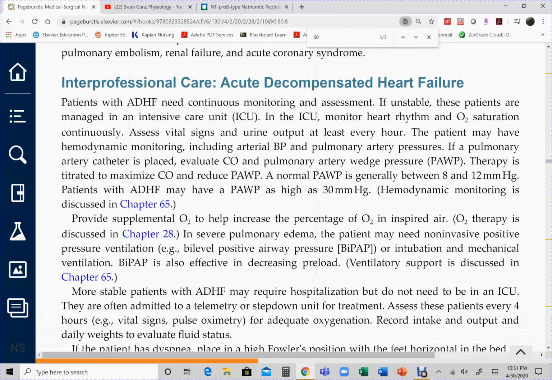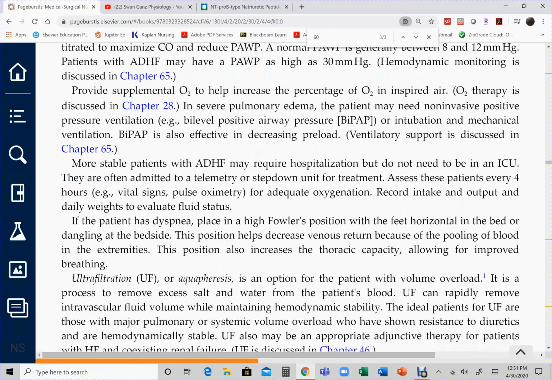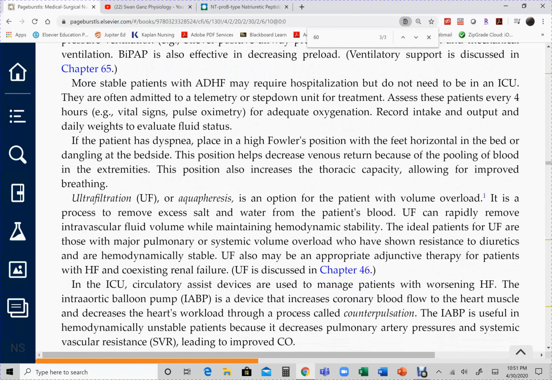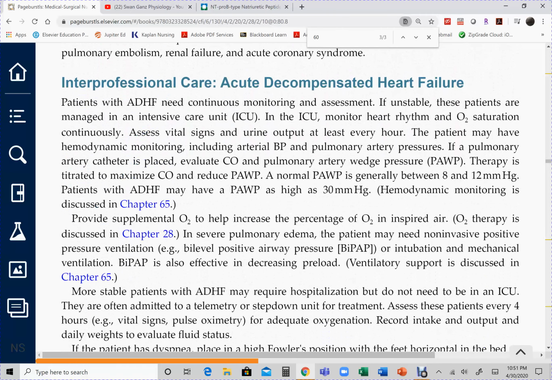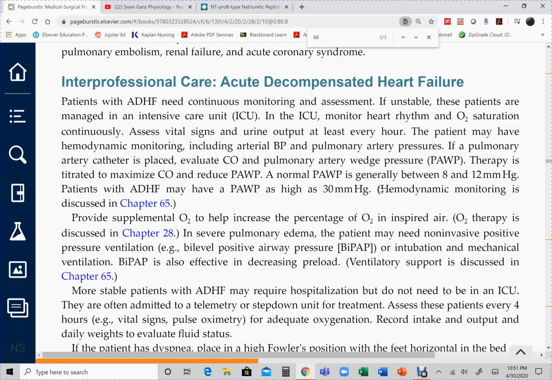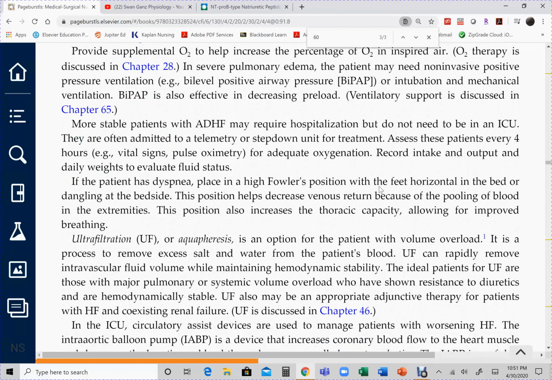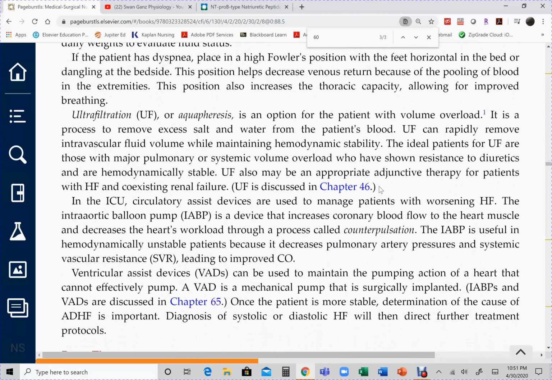And the CVP, I didn't see it in this chapter, but it's usually between either 1 to 6 millimeters of mercury or 1 to 8 millimeters of mercury. So obviously the pressures are lower on the right side compared to the left, because the left ventricle is more muscular.